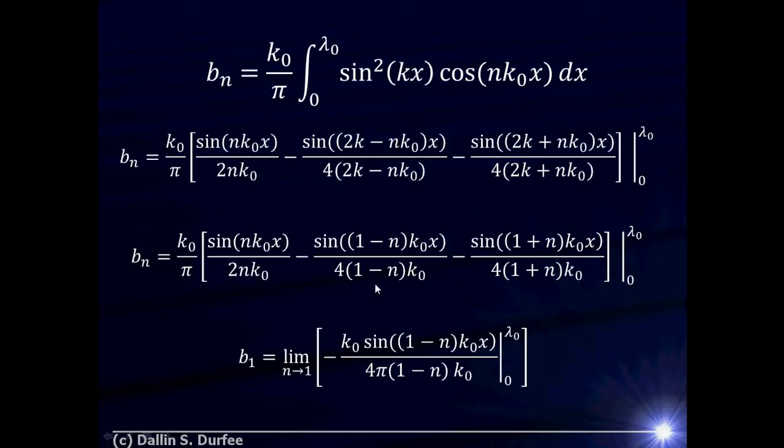So n equals 1, I have to take the limit here and see what happens when I take that limit. So I'm going to take the limit of this. What I'm going to do to figure out that limit is I'm going to use L'Hopital's rule. Remember, the limit of something over something is equal to the limit of the derivative of something over the derivative of something. I'm taking my derivative with respect to n now, not x, right? Because I'm taking the limit as n goes to 1.